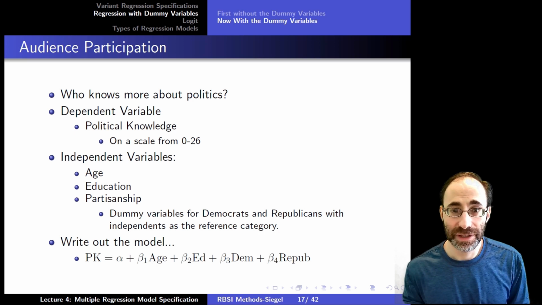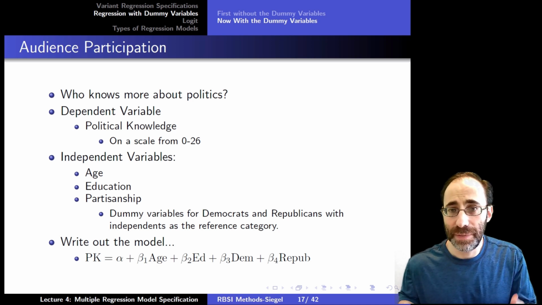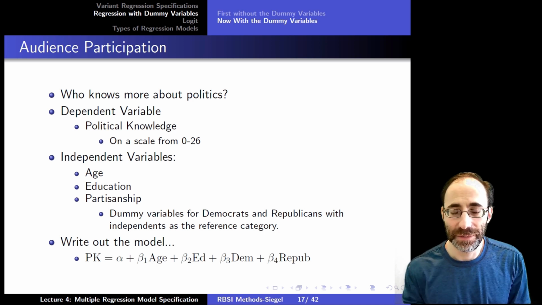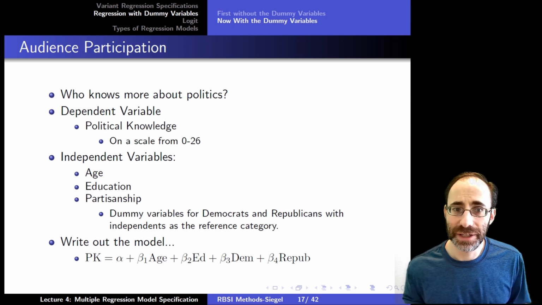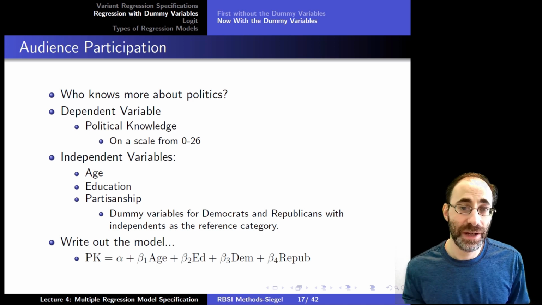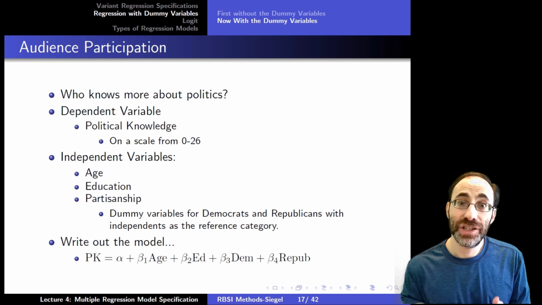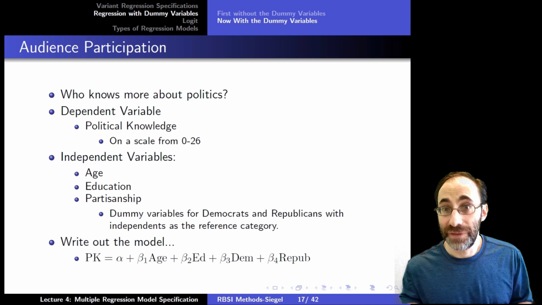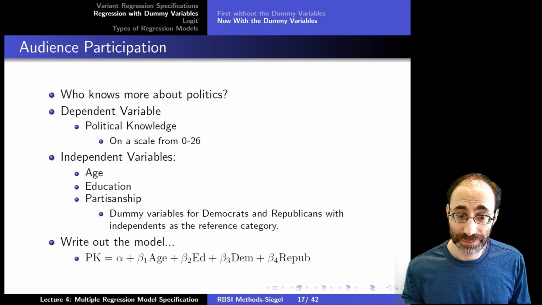Here's one more example to close out this module. Audience, we're going to do this together. So at home, you should stop, pause, and then try to answer the question before I talk through it. So the question is, who knows more about politics? What party members know more about politics? The dependent variable here will be a measure of political knowledge on a scale from 0 to 26. It's a bunch of questions about what you know about how the political world is at present, knowledge about the world. There will be independent variables for age, education, and partisanship, and we're going to use dummy variables for partisanship. We're going to treat independents here as the reference category, and Democrats and Republicans as the two dummy variables.